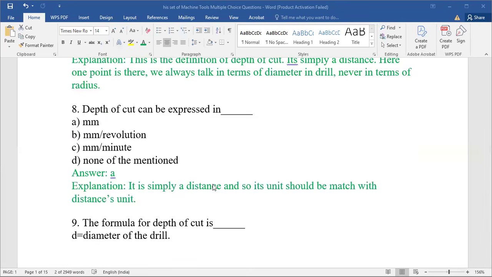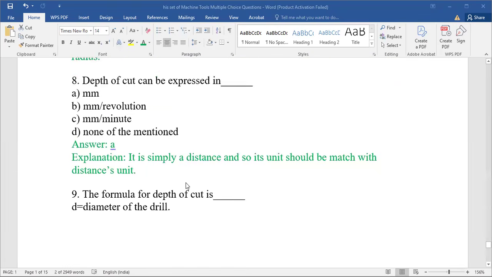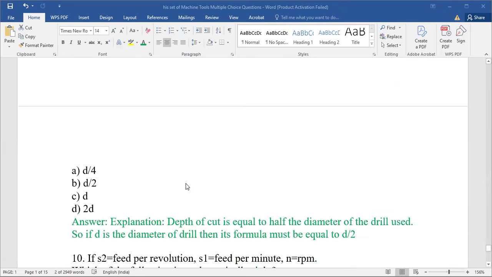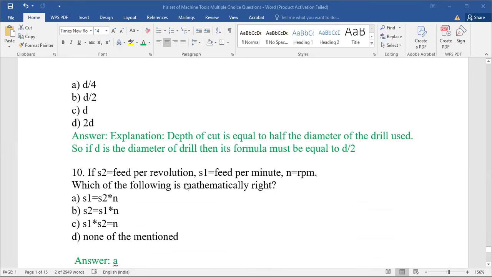Explanation: it is simply a distance, so its unit should match the distance unit, which is mm. See the formula for depth of cut. D is the diameter of the drill. D by 4, D by 2, D, 2D. Depth of cut is equal to half of the diameter of the drill used. Always the answer is D by 2.